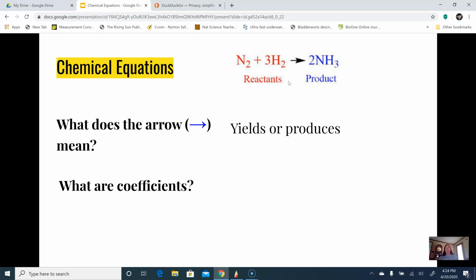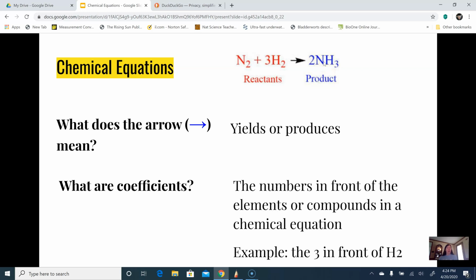You're also going to see numbers sometimes in front of your elements. You see this 3 in front of the hydrogen, the 2 in front of the nitrogen. These are called coefficients, and we talked a little bit about those yesterday. So these are just those big numbers in front of the elements or compounds in your equation.